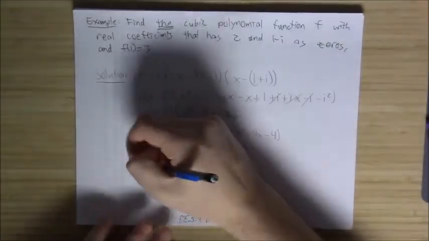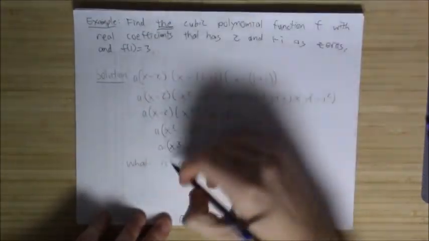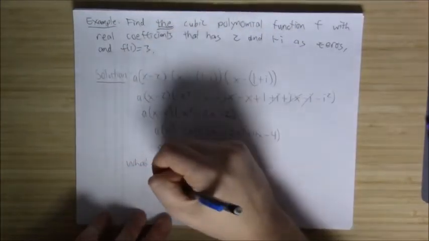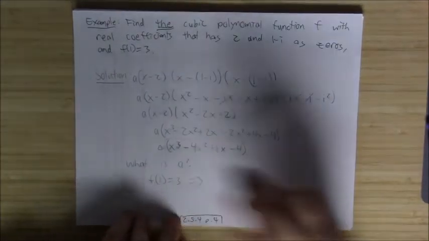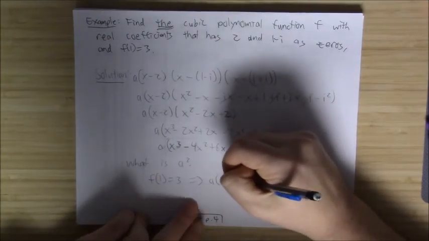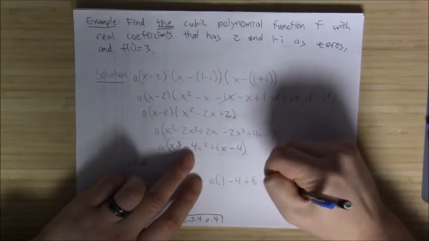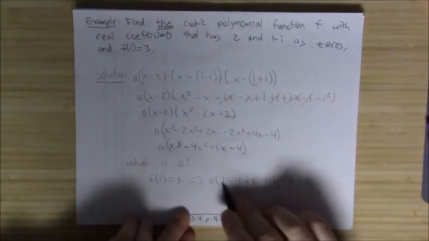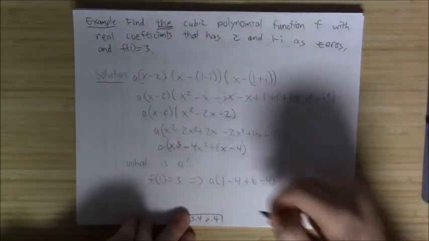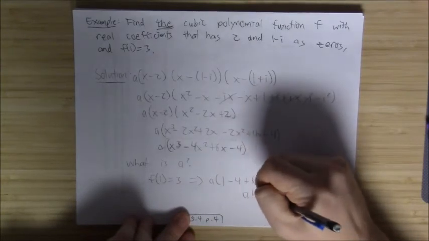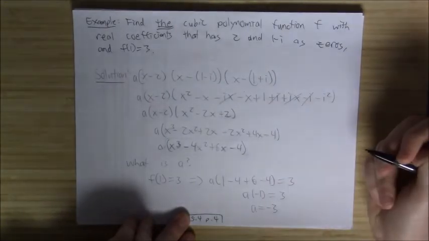So what is a? Well, to find a, again, we need this condition. We know that this is my f of x, so plugging f of 1 equal to 3 tells me that plugging 1 into here needs to equal 3. So a times 1 minus 4 plus 6 minus 4 should equal 3. Well, 1 minus 4 is negative 3, plus 6 is positive 3, minus 4 is negative 1. So we end up with a times negative 1 equals 3, which means a should equal negative 3.